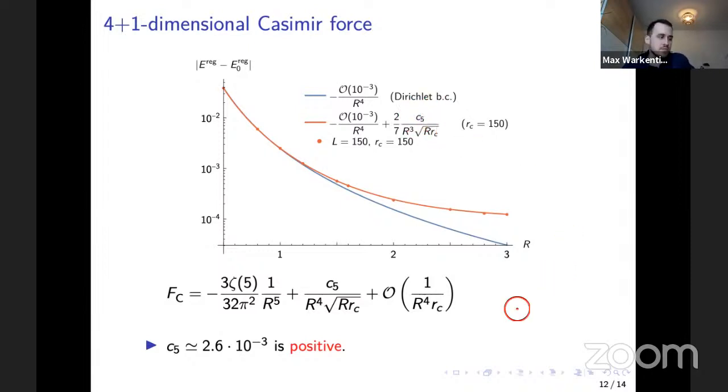So from this, we see that the Casimir force, again, has basically, qualitatively, the same form as in the 2-dimensional case. The first term is, again, the standard result for the Dirichlet plates in 5 dimensions. And then there's a term which comes from the DGP behavior, and again it weakens the Casimir force because we have a plus sign here.